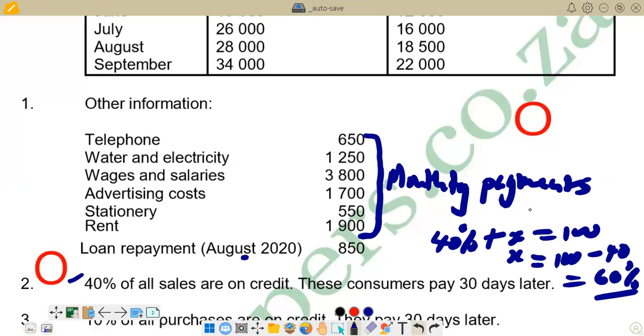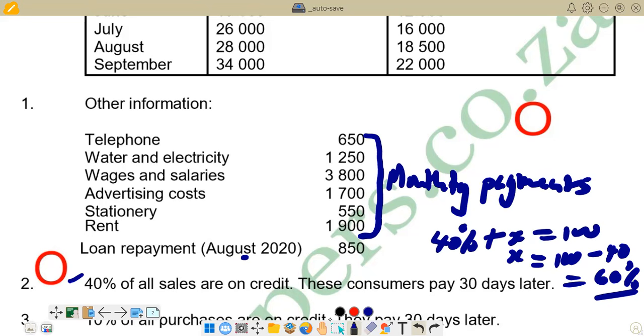It means, for example, the total sales that we have for July, if you calculate the credit sales for July, they are going to be received in August, a month later. So we are going to indicate them as that according to the figures that we are given there. So for cash sales, we are going to use 60%, which is 0.6 as a decimal. Then for credit sales, we're going to use 40%, which is 0.4 as a decimal.